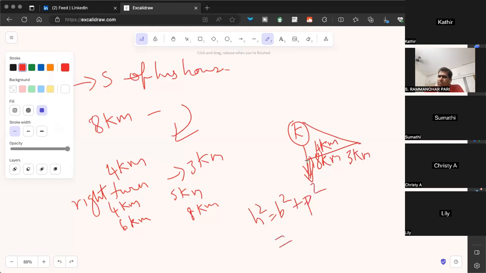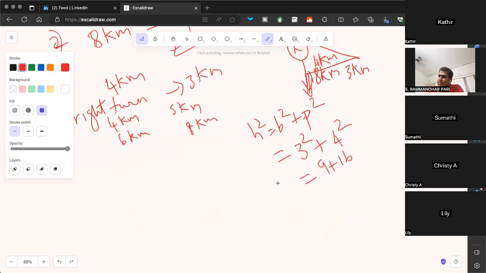Now which is the base here? 3 kilometers, very good. B square, 3 square, plus P, 4 kilometers. So perpendicular is 4 square. 3 into 3 is 9 plus 16, very good. 9 plus 16 is 25, and we have the square root here. So the square root is 5. 5 is the answer.